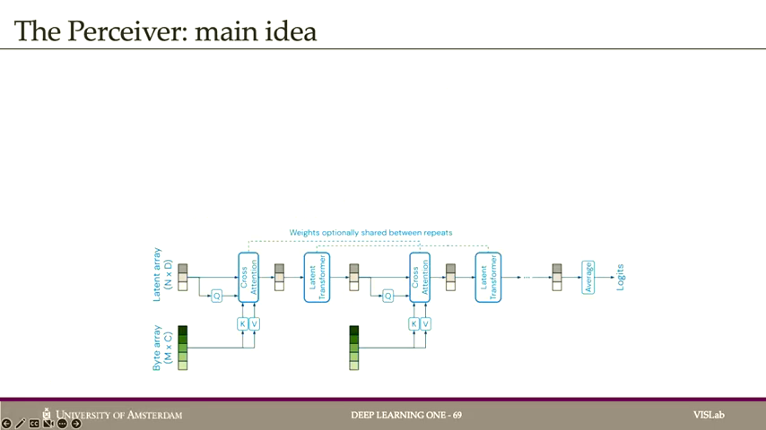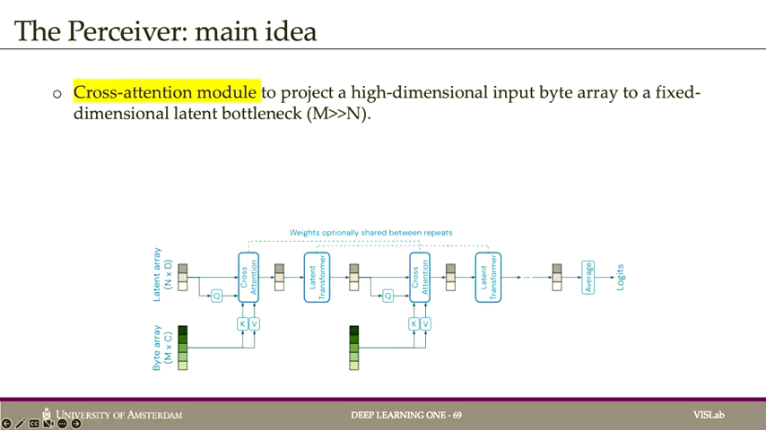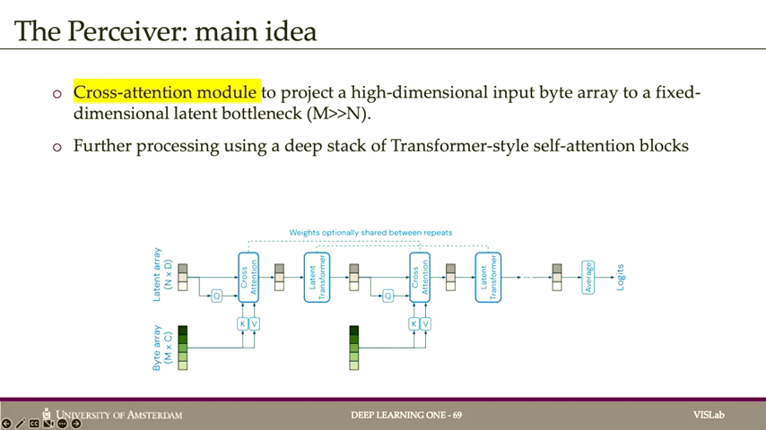The main problem that they have with transformers is this squared complexity of the attention, right? So if your inputs n are very big and your attention is n by n, so that's n squared, that becomes problematic. That's why they introduced this cross attention module, which basically allows you to reduce this by a lot.